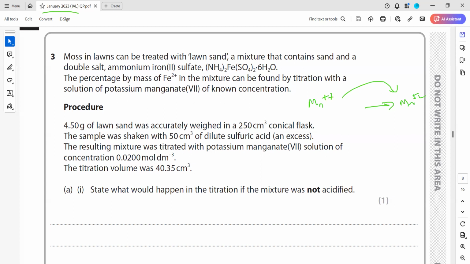Or if we have not acidified solution, so Mn does not reduce to +2, it might reduce to +4. That is also a reason for that. So both reasons are acceptable: does not reduce completely to +2, or Mn7 changes to +4.